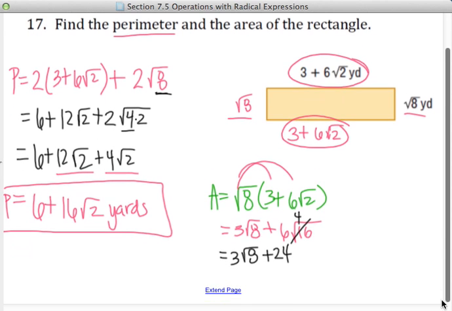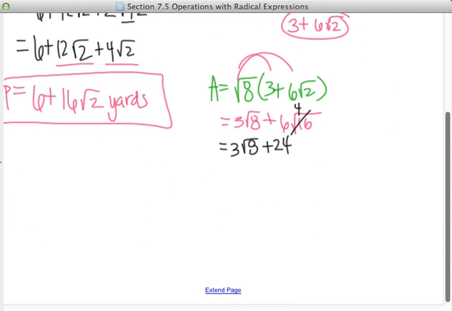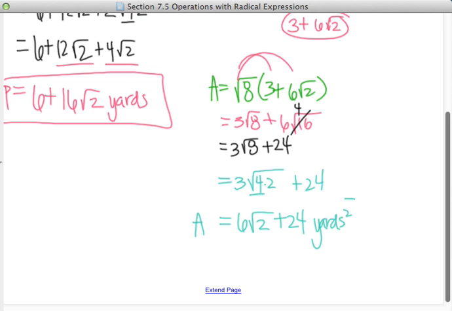Because I would notice I still have a square root of 8. And in my square root of 8 is a perfect square, 4. And the square root of 4 is 2. So I would have 3 times 2, which is 6 square root of 2 plus 24. So now my area is simplified all the way down. So make sure when you get done, you double check that. And it is yards squared. There's my area.